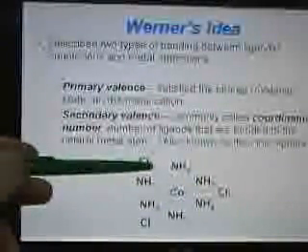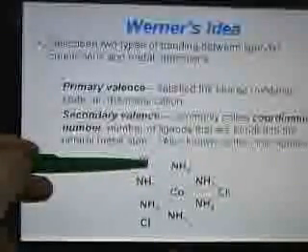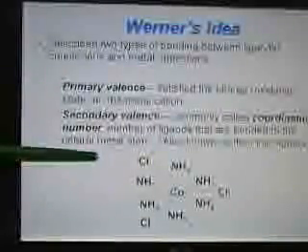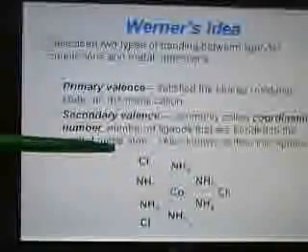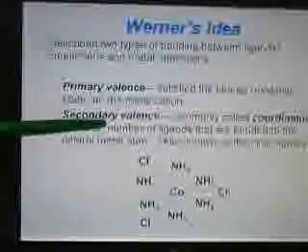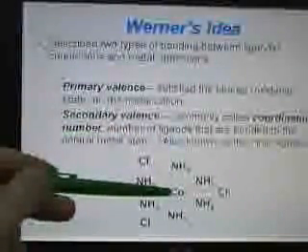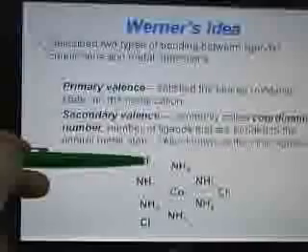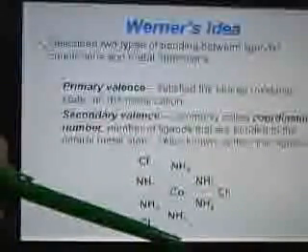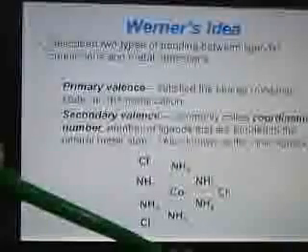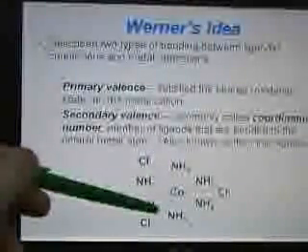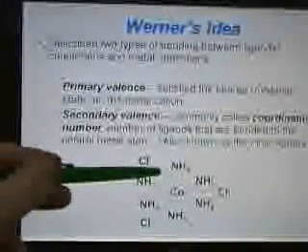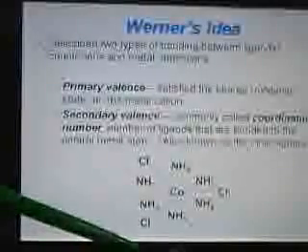The lines that are solid, that are directly drawn between the chlorides and the cobalt, represent the primary valence. These bonds satisfy the charge or oxidation state on the metal cation. So Co has a charge of +3 in this compound. 3 Cl minuses must bond to the Co to balance the charge. These are more like ionic bonds. When you put this compound in water, 3 Cl's should dissociate from it.